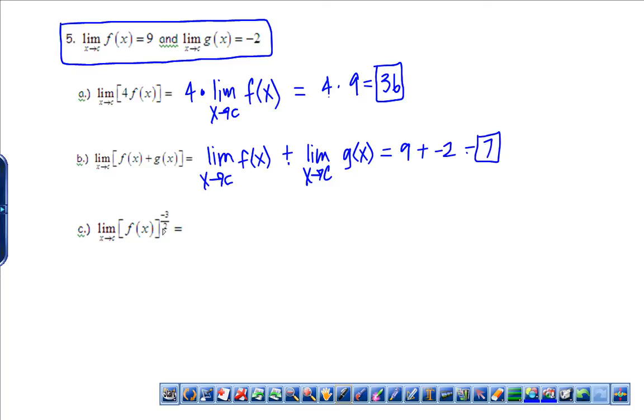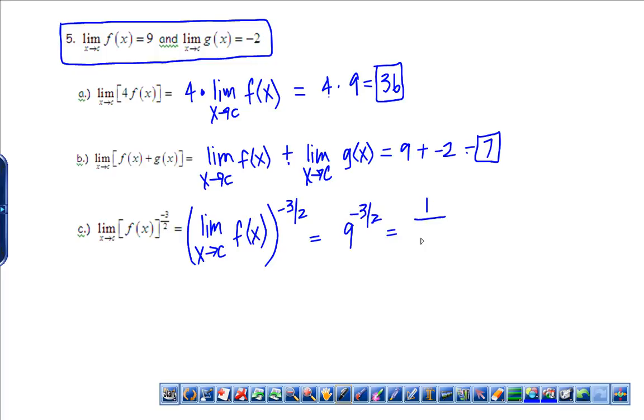And the last one here, this is your exponent or your power rule. So the limit as x approaches c of f of x raised to the -3/2. So f of x is 9, and I'm going to raise it to 3/2. You could rewrite this as 1 over 9 to the 3/2, which is 1 over 27.